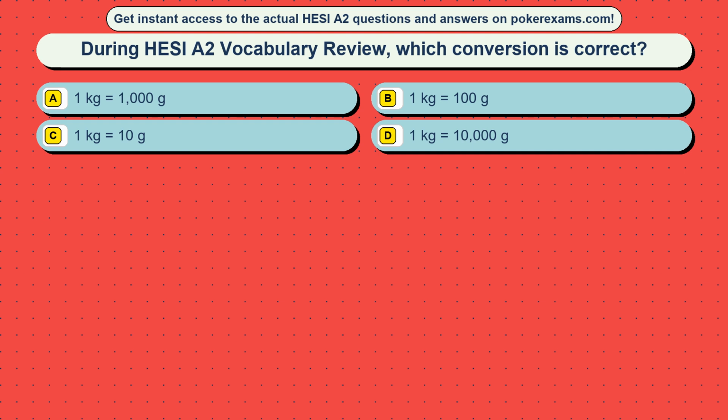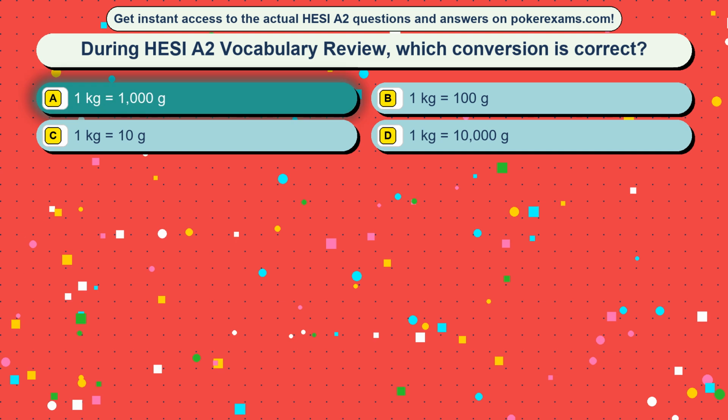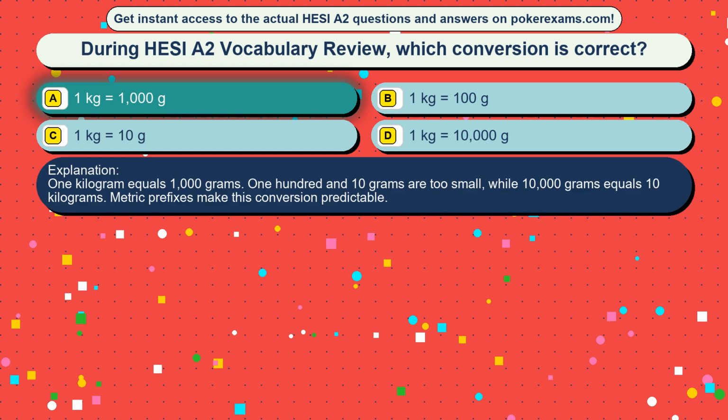The correct answer is option A, 1 kg equals 1000 g. 1 kg equals 1000 grams. 100 grams is too small, while 10,000 grams equals 10 kilograms. Metric prefixes make this conversion predictable.